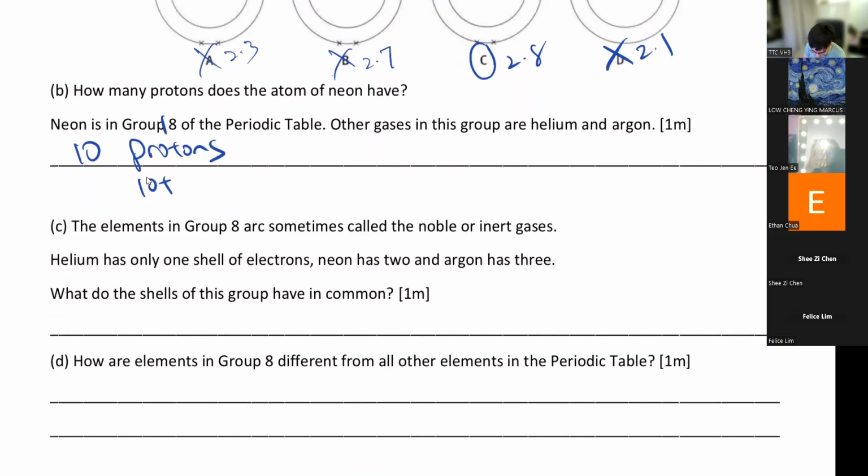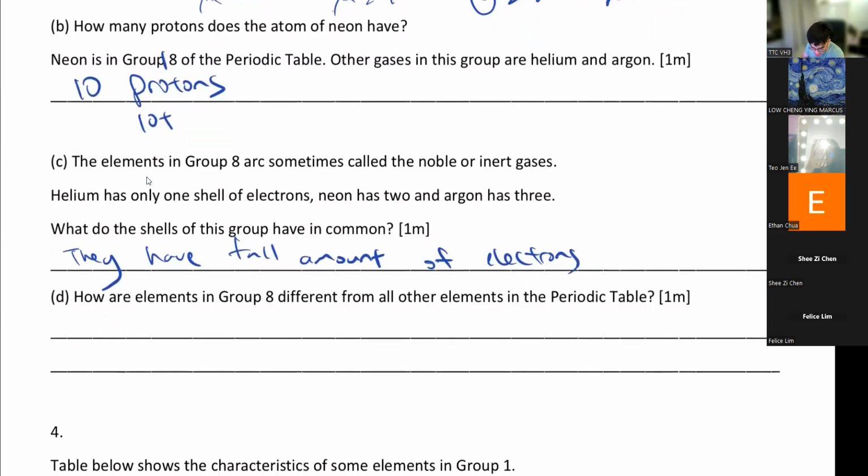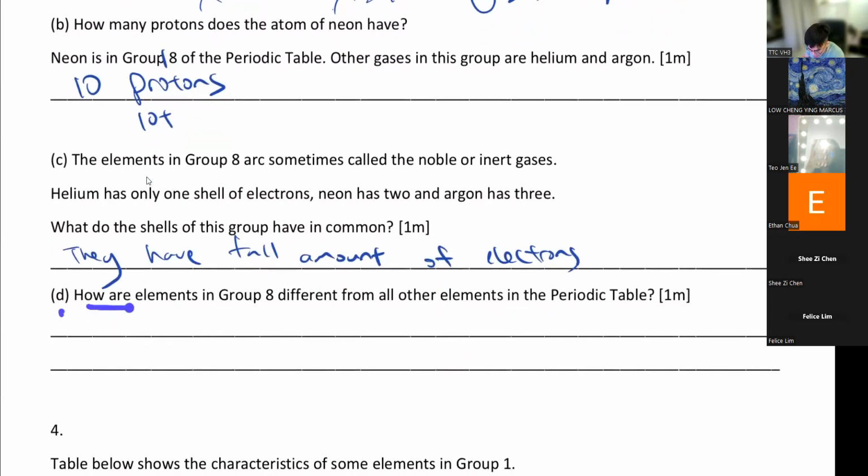Okay, they have a full amount of electrons. That means they are full on the outside. 2, 8, 8, 8, everything is full. So they're very happy.